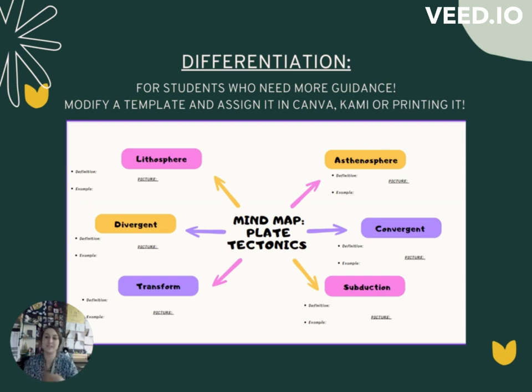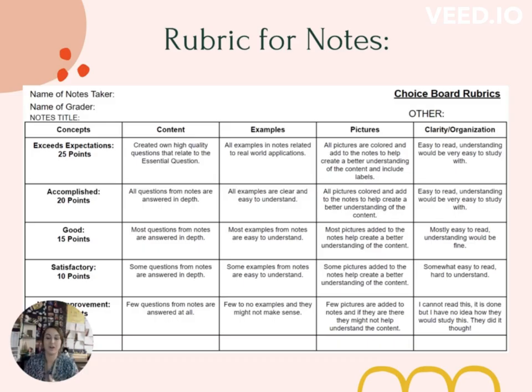So my notes specifically, I made a rubric for them and they grade each other. So they have to have content, examples, pictures, and then it has to be neat, right? It's important for them to be able to study. So this is the rubric that they get.